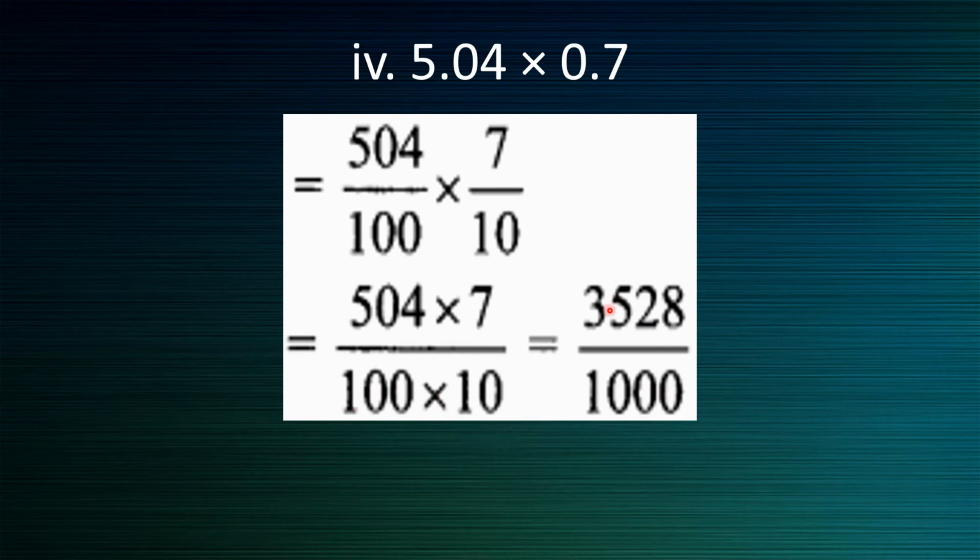So 3528 upon 1000. So now this we will convert into decimal fraction. So here in the denominator 3 zeros are there. So after 3 numbers from the right hand side, we will put our decimal mark. So here you will get 3.528.